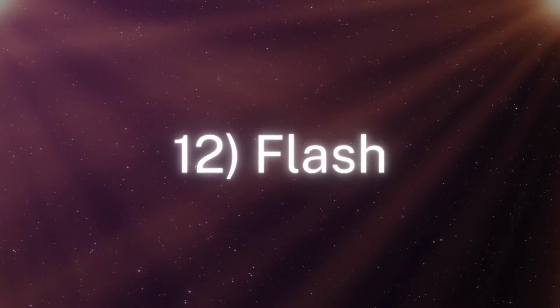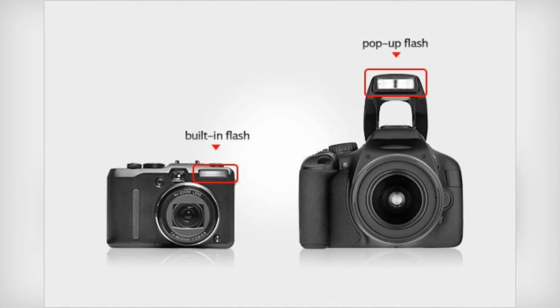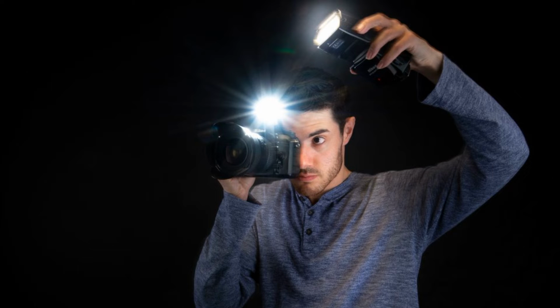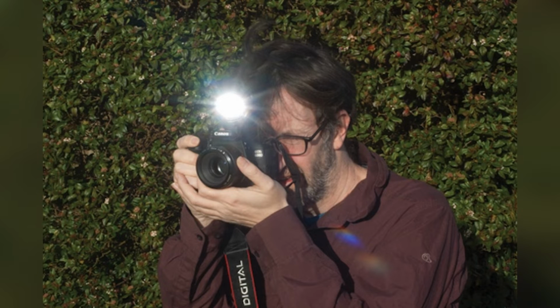Number 12. Flash. Some digital cameras will have a flash built into the top of the camera body. By engaging the flash settings on your camera, it will pop up and be active when you press the shutter release. A flash is an easy way to get more light into your scene, especially when shooting in low light. The problem is that on-camera flashes don't always create the most flattering images.